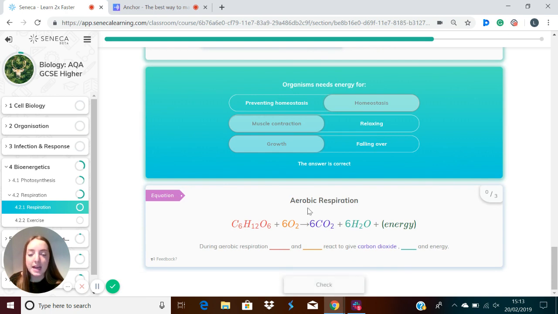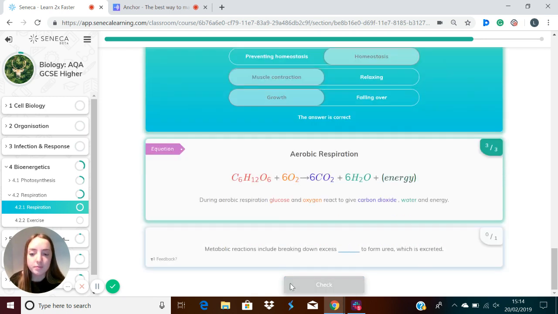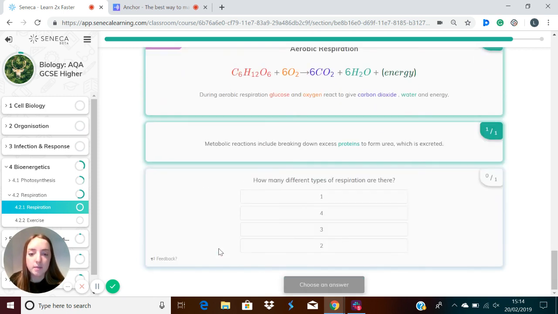So can we remember what the reaction for aerobic respiration is? The chemical formula for glucose is C6H12O6. Then we're going to add oxygen to that, so it'd be 6O2. So we've got glucose plus oxygen goes to 6CO2, carbon dioxide, plus 6H2O, which is water, plus energy. So during respiration, glucose and oxygen react to give carbon dioxide, water, and energy. An example of a metabolic reaction is breaking down excess proteins to form urea, which is then excreted.